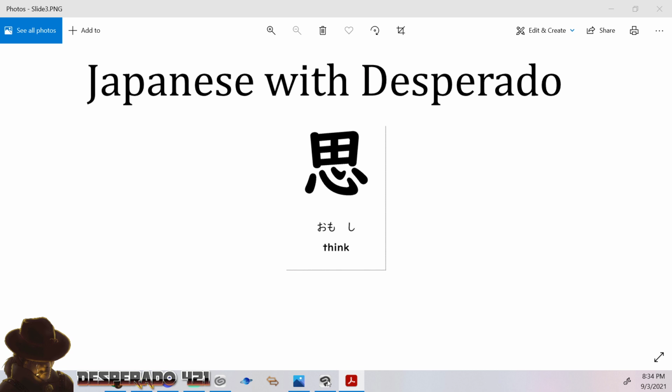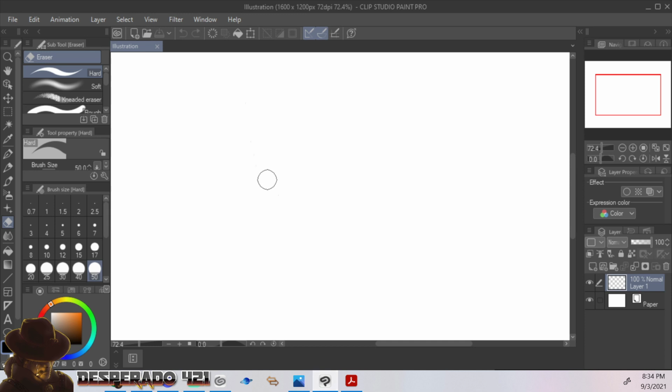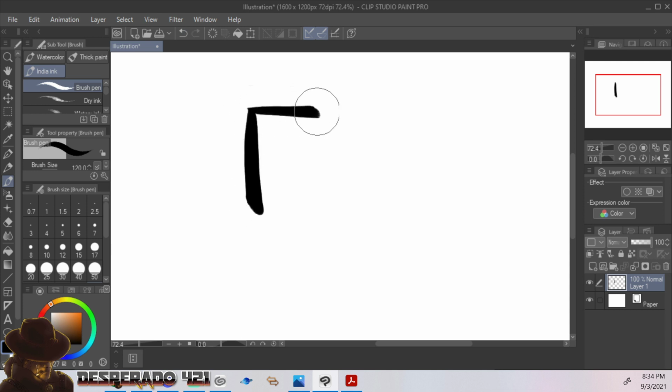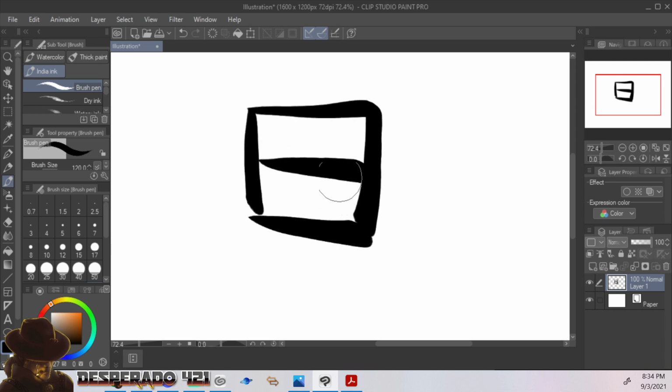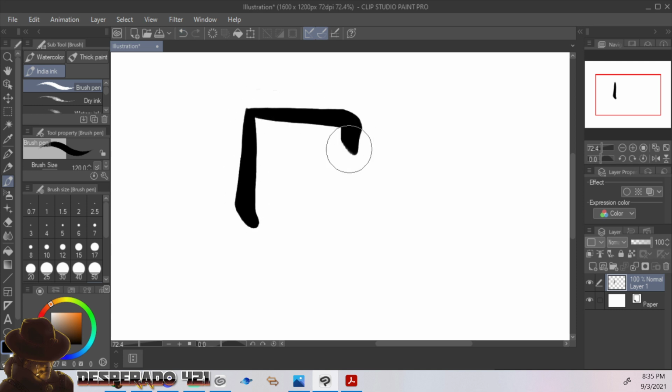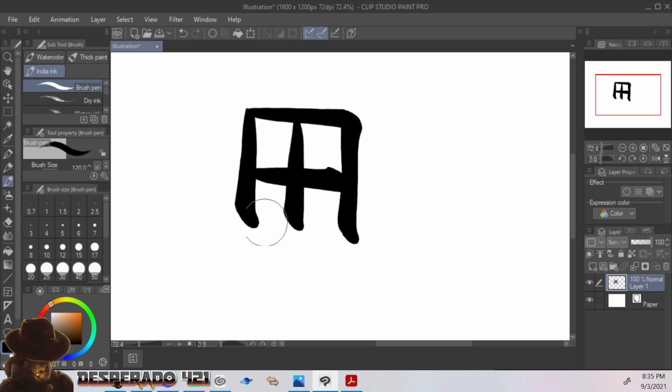All right, so for our first character here, let's make sure it's not on eraser. Let's do brush, Indian ink. Yep, there we go. All right, so we'll start with the first part here. We've done this before because we did ta, and it's literally the same thing as ta, with making the box just like that. And then we're going to add the character for heart underneath it. So if you can draw this box here, it's 1, 2, 3, and then it's going to be 4, 5.